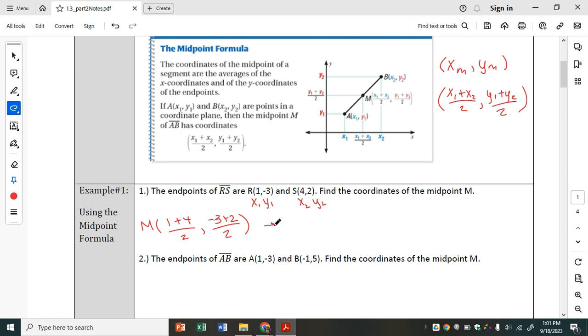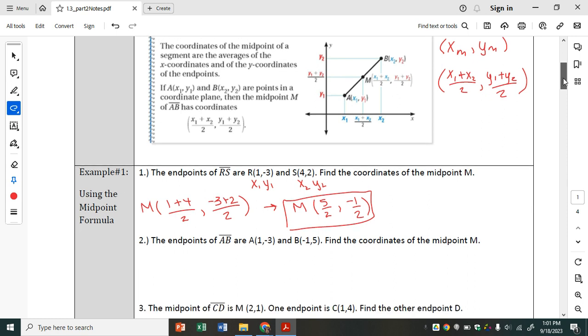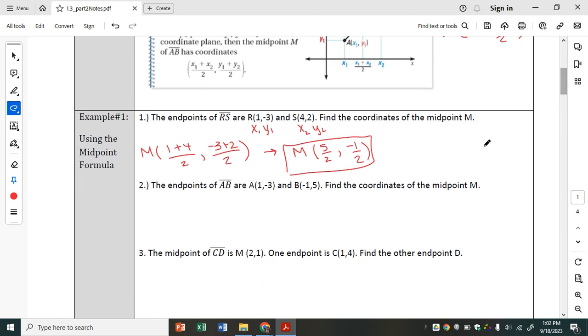So 1 plus 4 is 5. We can write it as just 5 over 2 or 2.5. It doesn't matter. And then -3 plus 2 gives me -1/2. So this M, that point M, would fall at 5 halves and -1/2, and that would be the midpoint of that segment. Okay. You guys can try to pause the video, and you guys can try number 2 on your own, and then we'll go over it together.